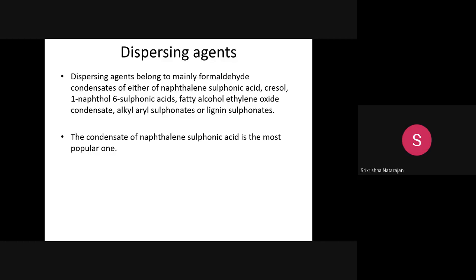Then we will see what is meant by dispersing agent. As I have told you, this dyeing should be performed with the addition of a dispersing agent. That is why we call it a disperse dye. Okay, so this dispersing agent contains some different chemicals. Normally, dispersing agent is a basic name, but it will contain some chemicals like formaldehyde condensates of naphthalene, sulfonic acid, cresol. These are all the chemical names. Just know this. Among all these, naphthalene sulfonic acid is the commonly used dispersing agent.